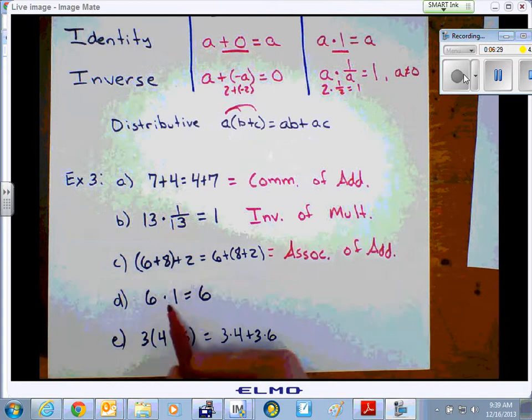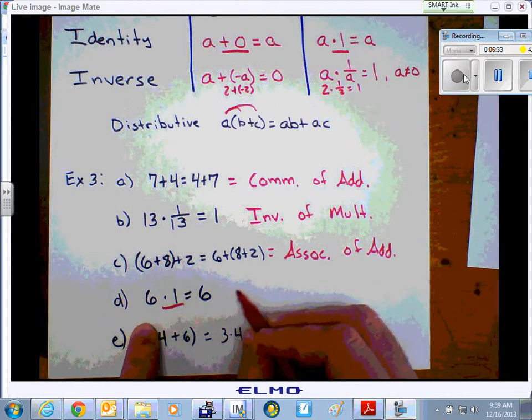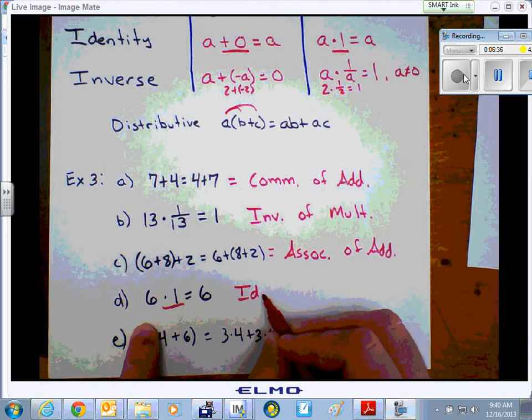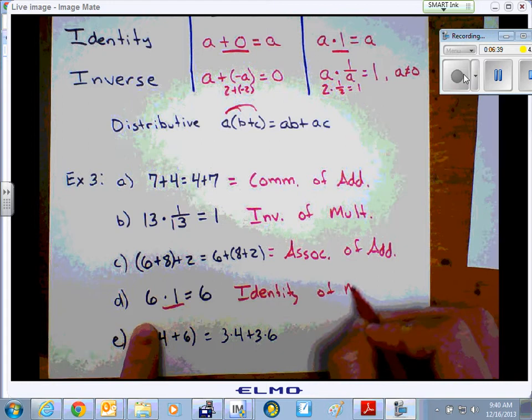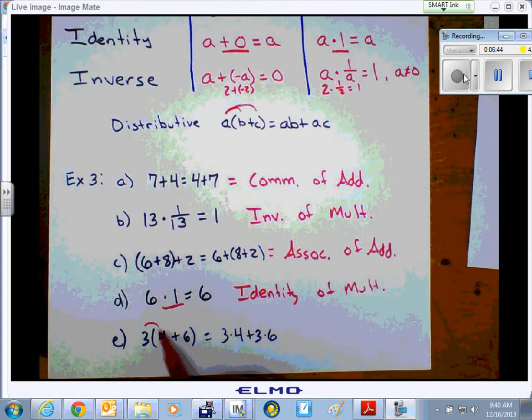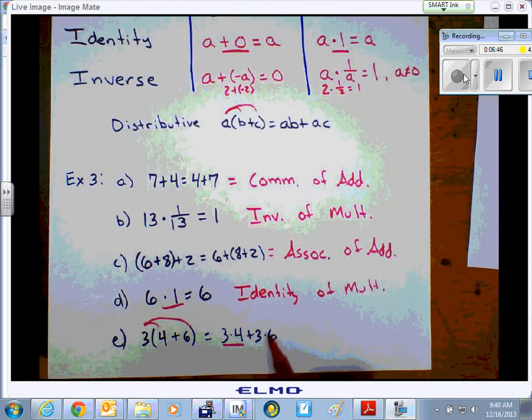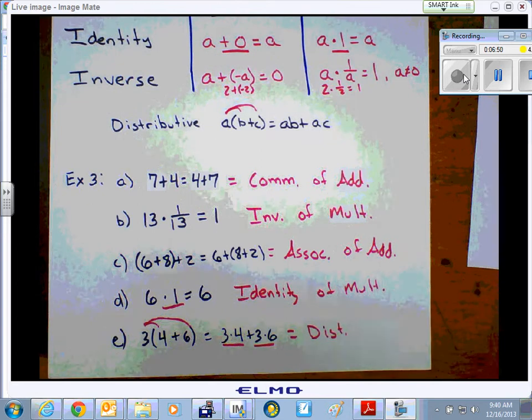And you got 6 times 1 equals 6. That's not changing the identity of 6 by multiplying 1. That's the identity property. And that's of multiplication. Then the last one, E, we're doing 3 times 4 and then 3 times 6. That is the distributive property.